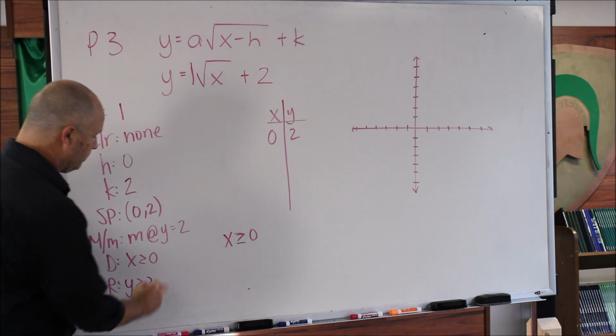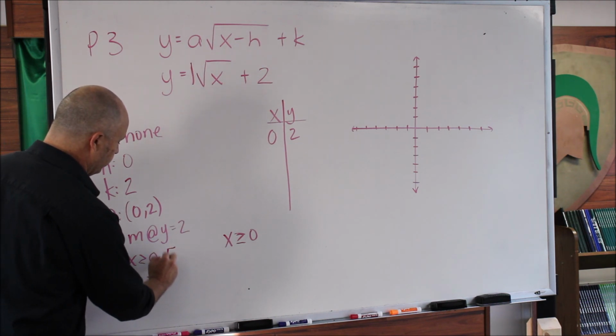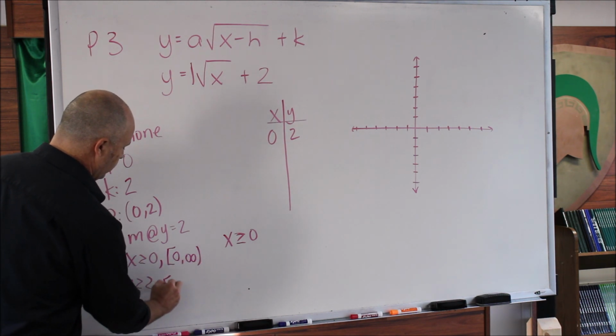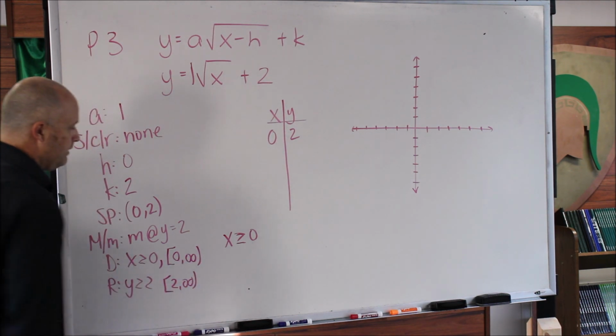Again, if you want to do this in interval notation, or if you're required to do it in interval notation, you're going to have [0, infinity), and then here you're going to have [2, infinity).